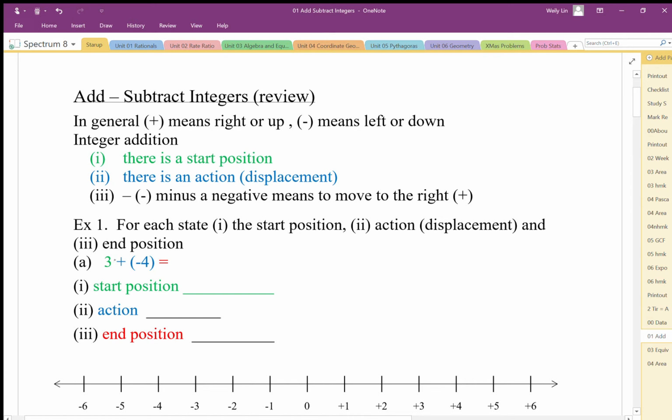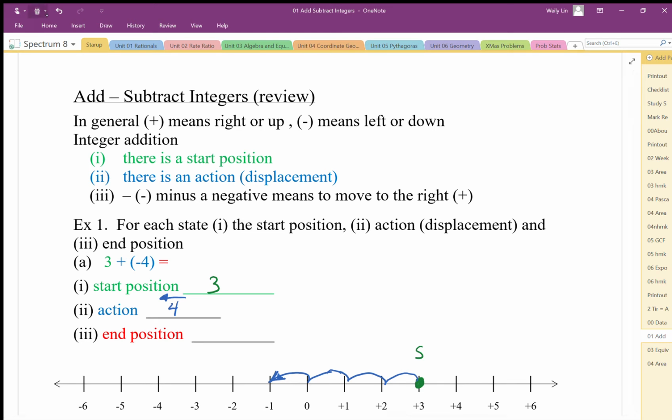When I have the expression 3 plus negative 4, the starting position is at 3. That means we're starting at a position of positive 3, so I'm going to put S for start. The plus negative 4 is the action. It's telling me how I'm going to move from that starting position. Plus negative 4 means I'm going to go left 4. So I go 1, 2, 3, 4. Make sure you put an arrow there to indicate direction.